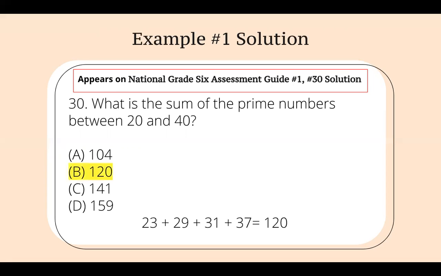For this example 1 solution, we know that 120 is the answer, B. Now, how did we find this? Well, as the tip that was shared earlier in this PowerPoint on slide 5, it's important to go ahead and memorize all prime numbers below the value 100. In this case, those values between 20 and 40 are 23, 29, 31, and 37, which all add up to 120.